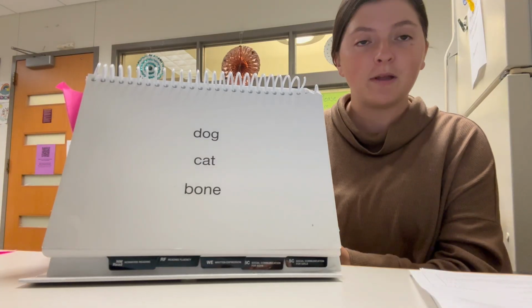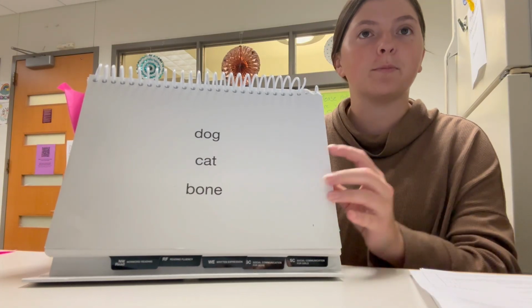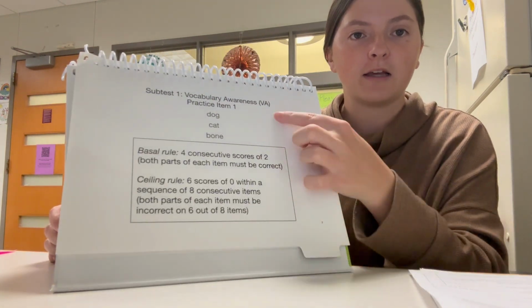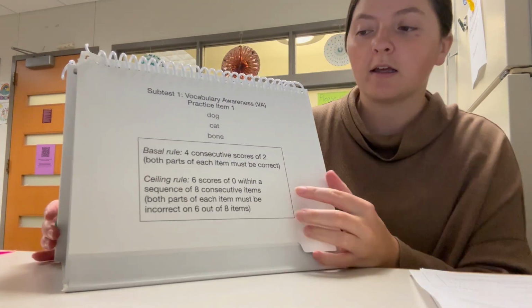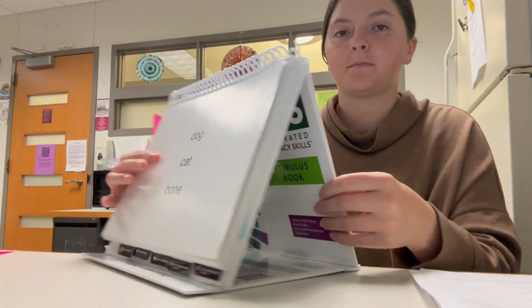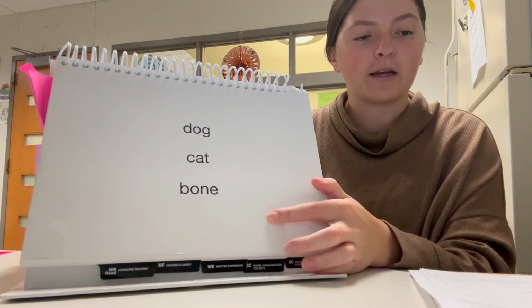For the vocabulary awareness subtest, you're going to start with the practice items. This subtest is nice because it has more directions and clarifies the basal and ceiling rule on the back. And these are the practice items.